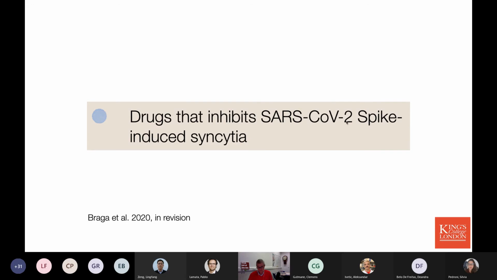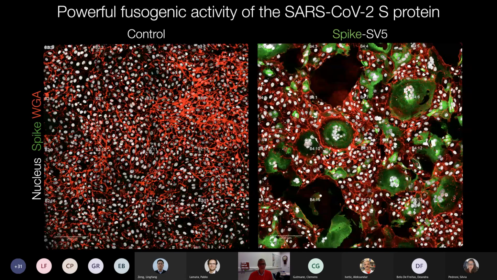And here the screening is for SARS-CoV-2. And basically we started from this observation here. On the left side, there are normal Vero cells in which the cell boundary is stained with gamma glutamine in red, nuclei in white.